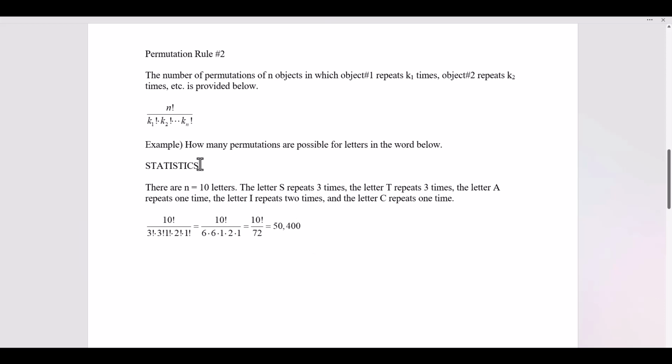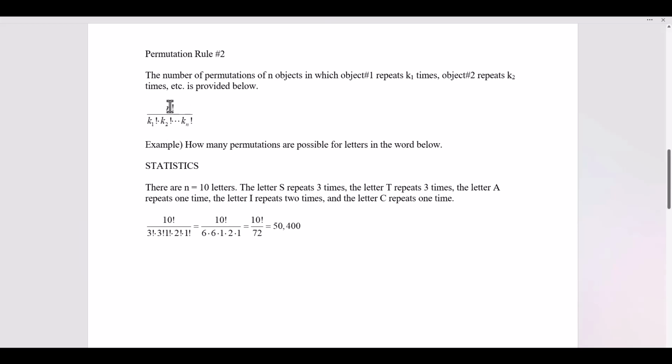Here's our example. It says how many permutations are possible for letters in the word below. The word is statistics. There are 10 letters. The letter S repeats 3 times. The letter T repeats 3 times. The letter A repeats 1 time. The letter I repeats 2 times. And the letter C repeats 1 time.